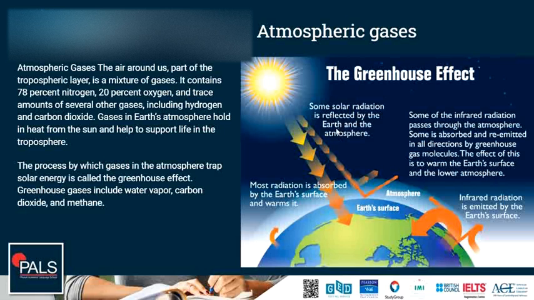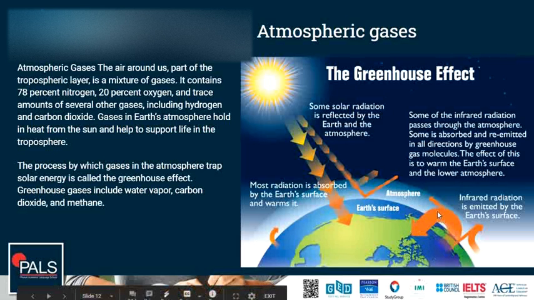Some solar radiation is reflected by the Earth's atmosphere as well. Some of the infrared radiation passes through the atmosphere once it is reflected from the Earth. Some of it is absorbed and re-emitted in all directions by greenhouse gas molecules. The effect of this is to warm the Earth's surface and the lower atmosphere. This causes a recycling of heat energy.